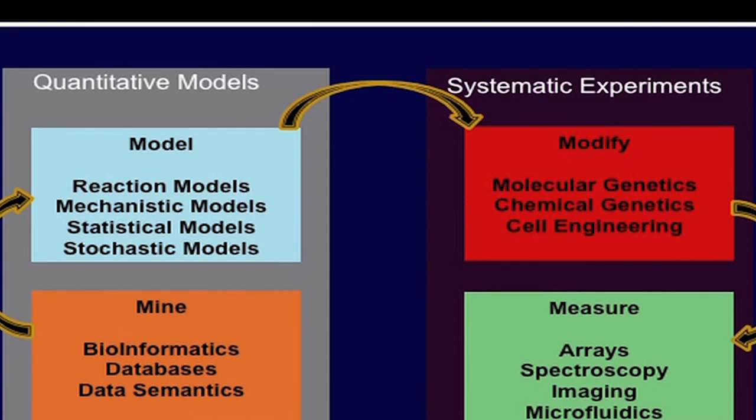Let us discuss the workflow of mathematical modeling. A paradigm can be proposed based on modify, model, measure, mine. Systematic experiments, different types of molecular genetics, chemical genetics, and cell engineering approaches could be used to modify, and different levels of measurements by applying microarrays, spectroscopy, imaging, microfluidic based approaches from proteomics and genomics, which could be used further for mining, which involves bioinformatic databases and data semantics. Now, these data sets could be used to derive the model, which could be reaction mechanistic, statistical or stochastic models. Starting from systematic experiments to reaching and deriving the quantitative models, this workflow can be applied.